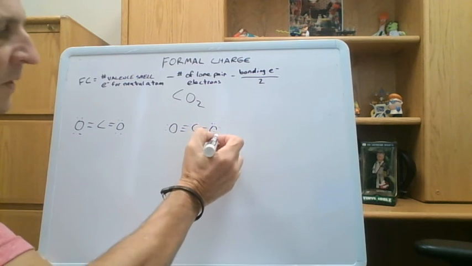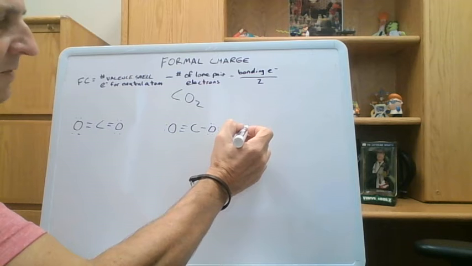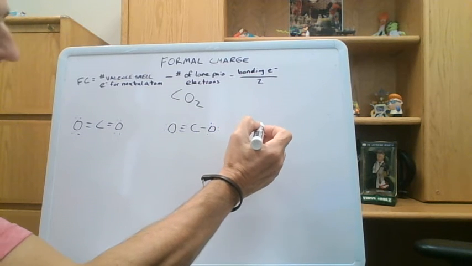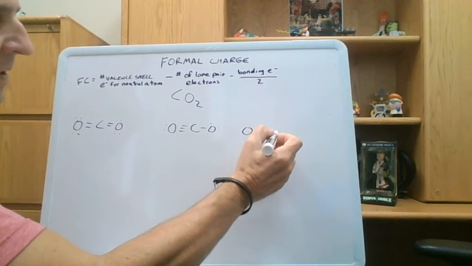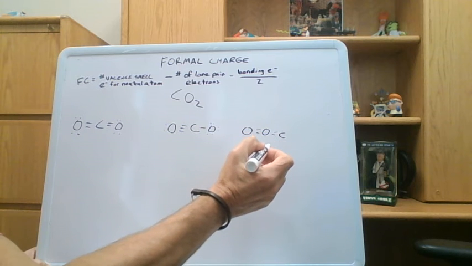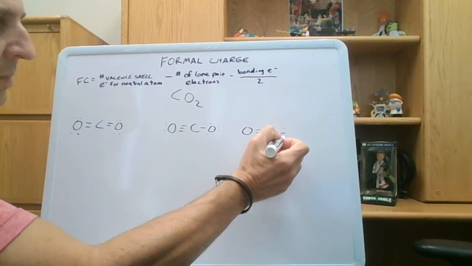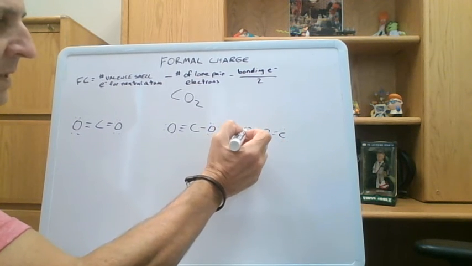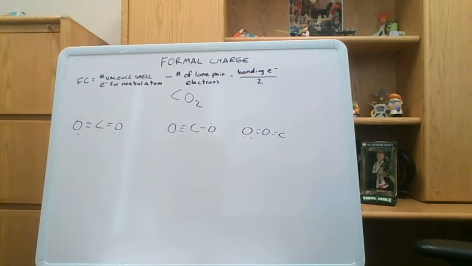The third possibility is you could have oxygen in the center, like that, and then we would have bonds here and here. So there are three different ways we could write this out. To figure out which one makes the most sense, we want to find the formal charge, because if we have a molecule with all zeros for the formal charge, that is preferred.